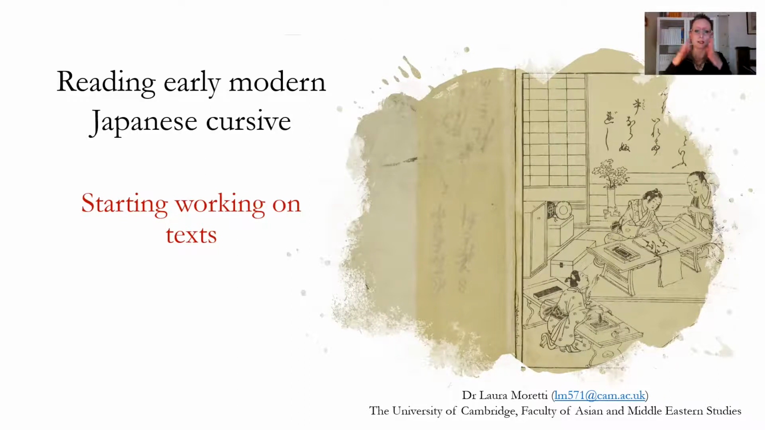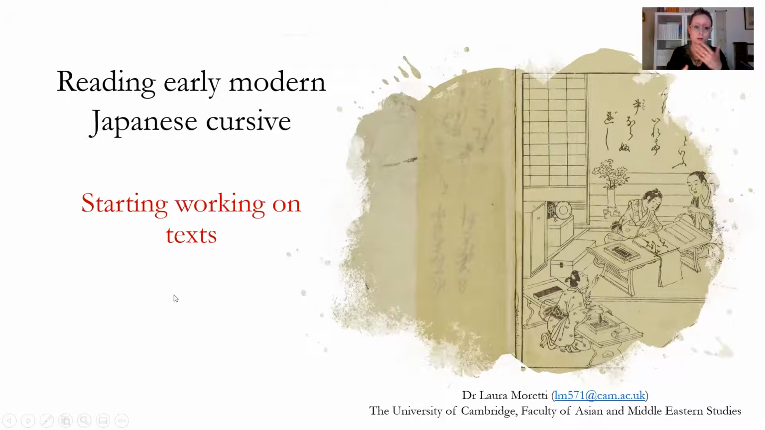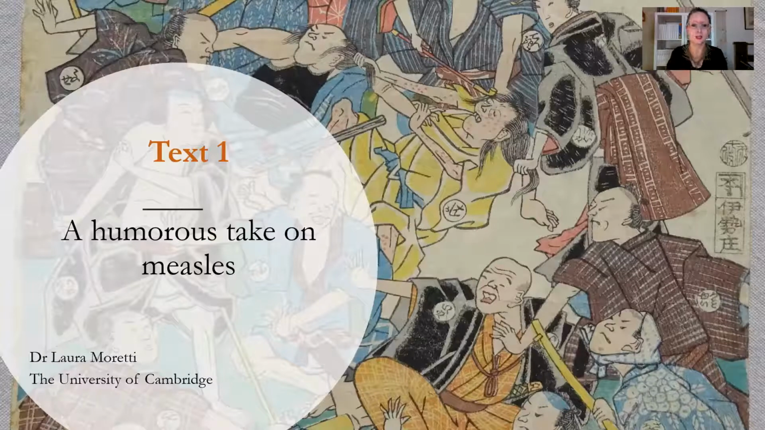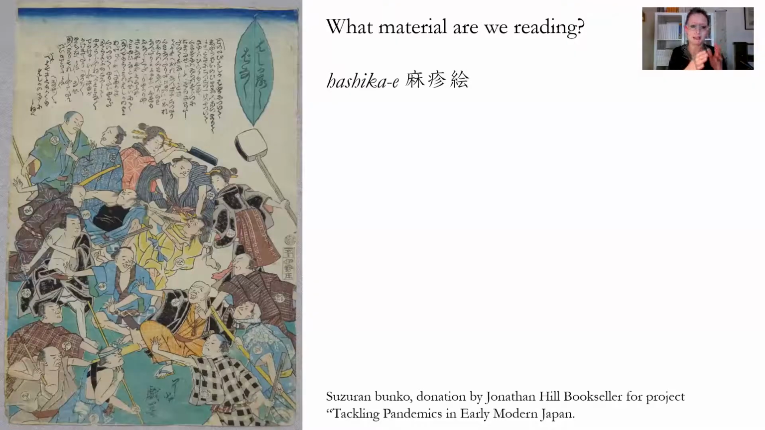Today, this is the second video of a series of videos which are designed to talk you through how to read early modern Japanese cursive. And today we're actually starting working on some texts. And we will be using a humorous take on measles by working on the text that comes together with a so-called hashika-e or measles print.